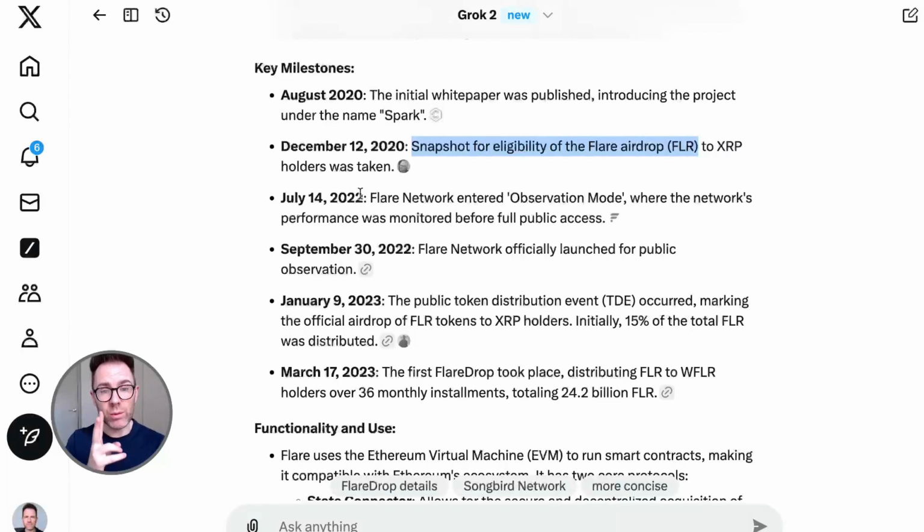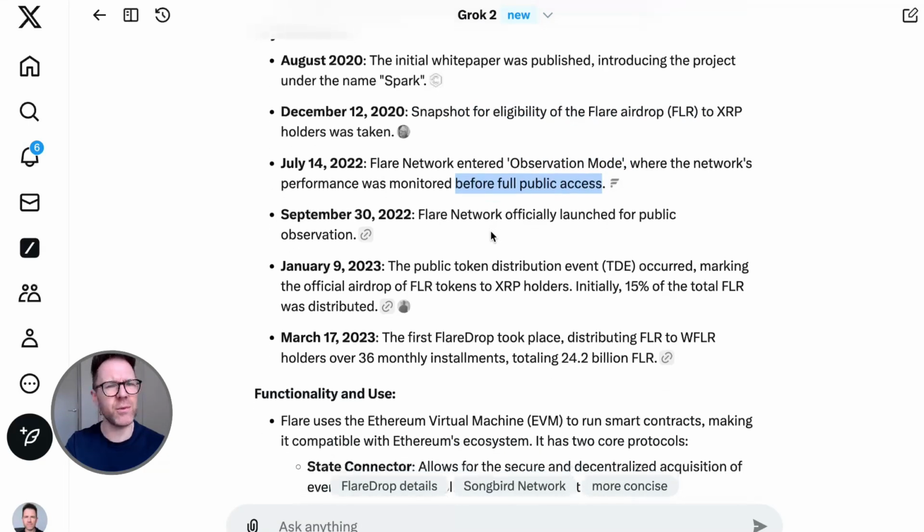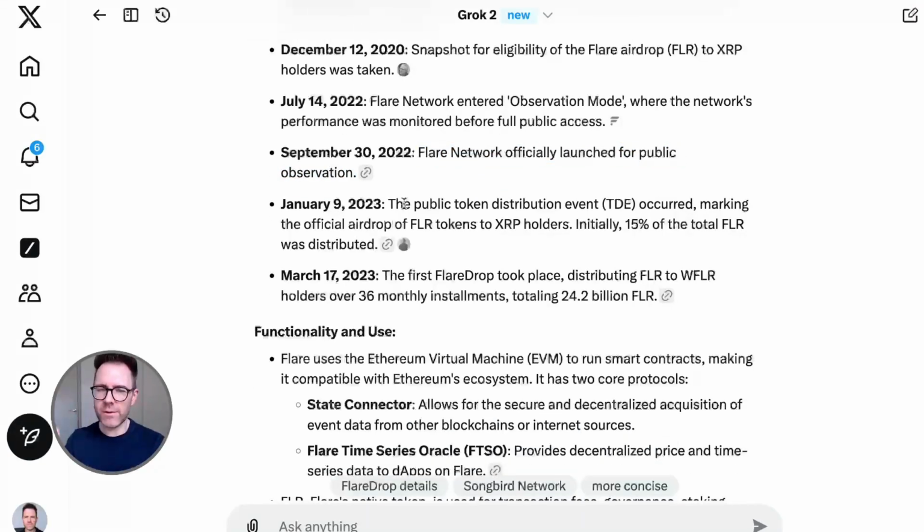July of 2022, almost 2 years later, FLR Network entered observation mode where the network's performance was monitored before full public access. This took a really long time. September of 2022, FLR Network officially launched for public observation. But in terms of the token price, the public token distribution event, the TDE, occurred in January of last year, marking the official airdrop of FLR tokens to XRP holders. So if you held XRP up to a certain date, you got FLR tokens. Did I? I don't remember.